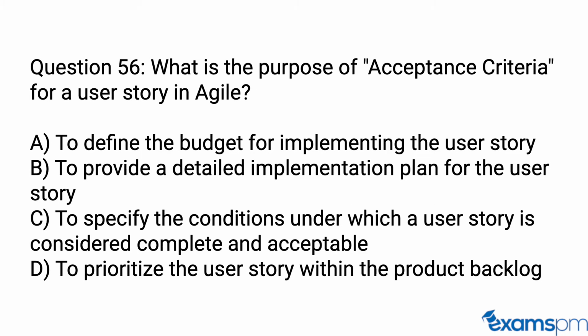Question 56. What is the purpose of acceptance criteria for a user story in Agile? A. To define the budget for implementing the user story. B. To provide a detailed implementation plan for the user story. C. To specify the conditions under which a user story is considered complete and acceptable. D. To prioritize the user story within the product backlog.